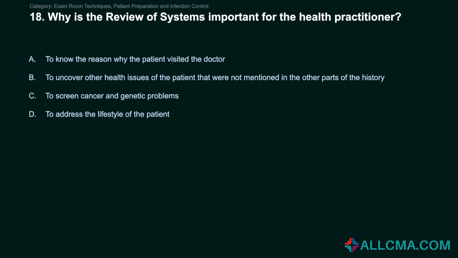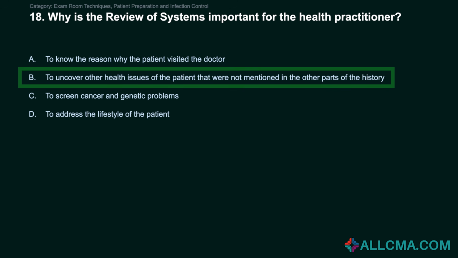18. Why is the review of systems important for the health practitioner? A. To know the reason why the patient visited the doctor. B. To uncover other health issues of the patient that were not mentioned in the other parts of the history. C. To screen cancer and genetic problems. D. To address the lifestyle of the patient. Correct answer: B.